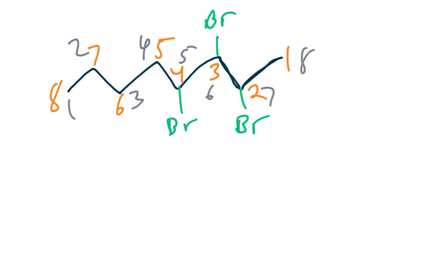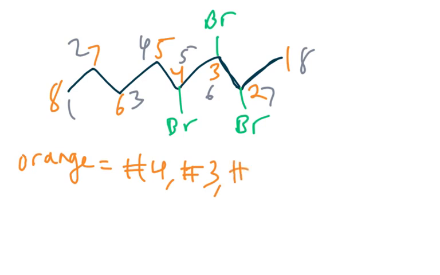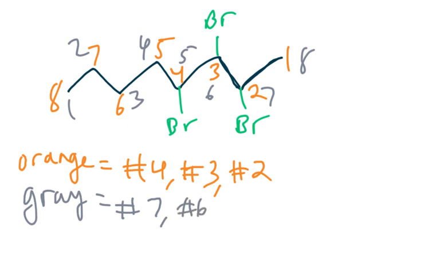On the orange numbering, what carbon numbers have substituents on them? Let's take note of that. We have carbon number 4 with a substituent, carbon number 3 with a substituent, and carbon number 2 with a substituent, which are all bromine. And for the gray, let's do the same thing. Which carbon numbers have substituents on them? We have carbon number 7, carbon number 6, and carbon number 5.